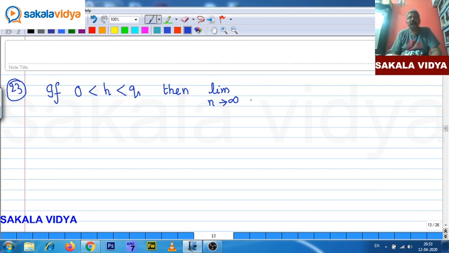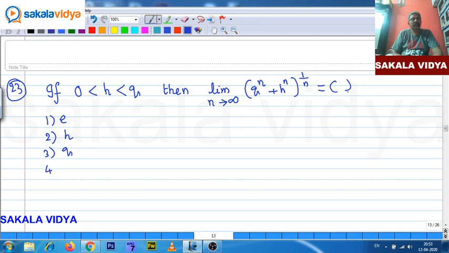Limit n tends to infinity, q to the power of n plus h to the power of n, whole to the power of 1 by n equals to. First option is E, second option is H, third option is Q, fourth option is 0. This is the problem.